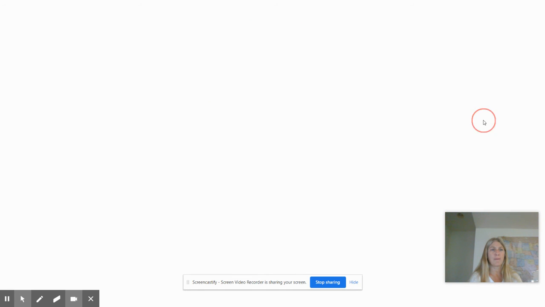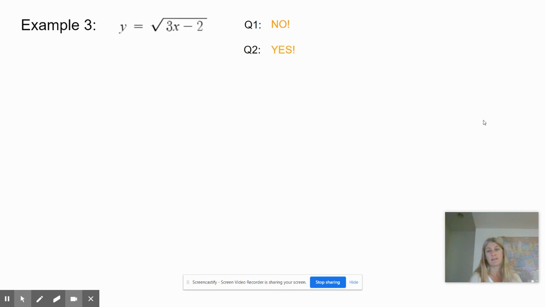Now here's example number 3. Here we have y is equal to the square root of 3x minus 2. Question 1, is there a denominator? No, there's no denominator. So we move on to question number 2. Question number 2, is there a square root? And of course, yes. So if we have yes for a square root, we follow this procedure. Step 1, set blah greater than or equal to 0. What's blah, you ask? It is what's under the square root, not including the square root itself. So 3x minus 2, the blah, is greater than or equal to 0.